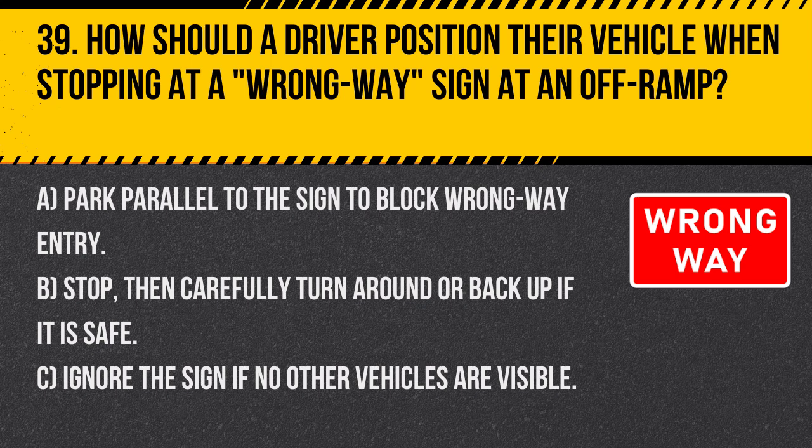Question 39. How should a driver position their vehicle when stopping at a wrong-way sign at an off-ramp? A. Park parallel to the sign to block wrong-way entry. B. Stop, then carefully turn around or back up if it is safe. C. Ignore the sign if no other vehicles are visible.